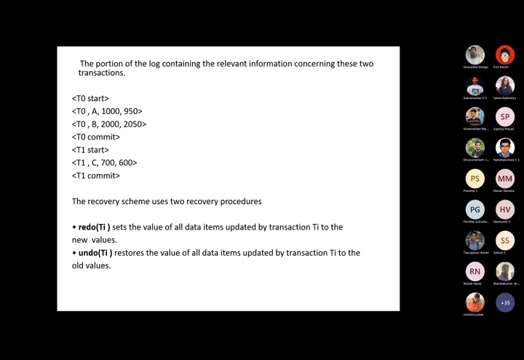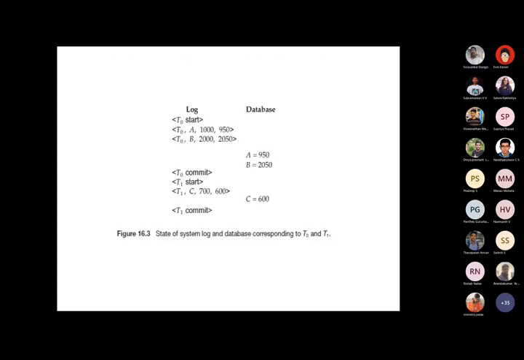Whereas if you are going to use the procedure undo of Ti, it means we are going to ignore the things that have been done to a particular data item, and you are going to restore the old values to the data items. So let us see how to use these two procedures, redo and undo, in log based recovery. So this is the state of the system log and database corresponding to T0 and T1, right?